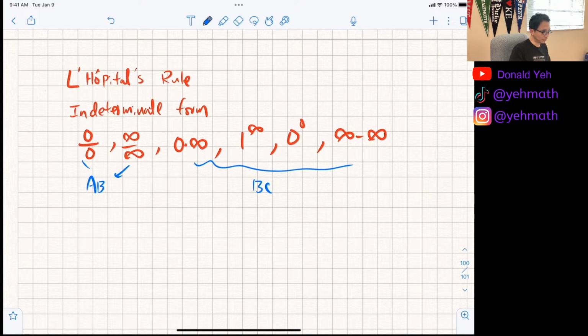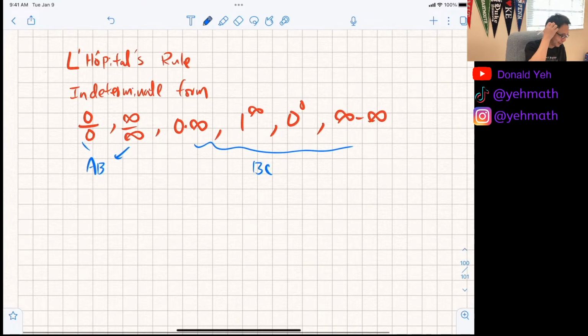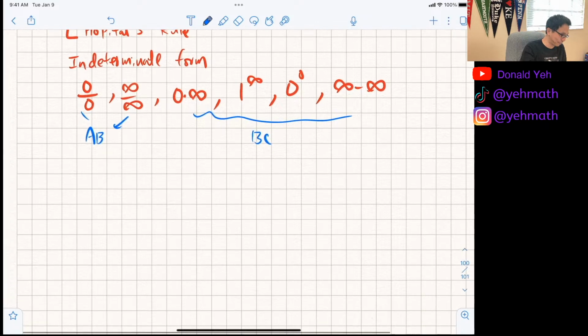What's L'Hopital rule? Are you asking us? No, I'm gonna go over it. Don't worry. There's such a pause. I thought you were waiting for someone to answer. I was like, man, let me take a stab at it.